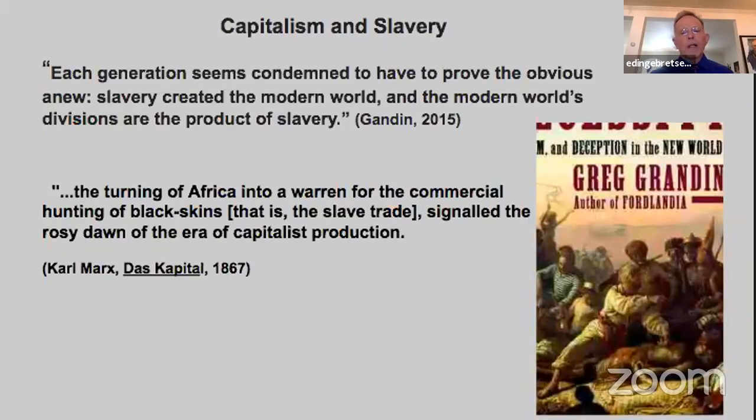My politics should be pretty clear, and you'll see it as we go through. Capitalism and Slavery, Greg Grandin's great book: each generation seems condemned to have to prove the obvious anew. Slavery created the modern world, and the modern world's divisions are the products of slavery. Karl Marx, my favorite: the turning of Africa into a warren for the commercial hunting of black skins, that is the slave trade, signaled the rosy dawn of the era of capitalist production.